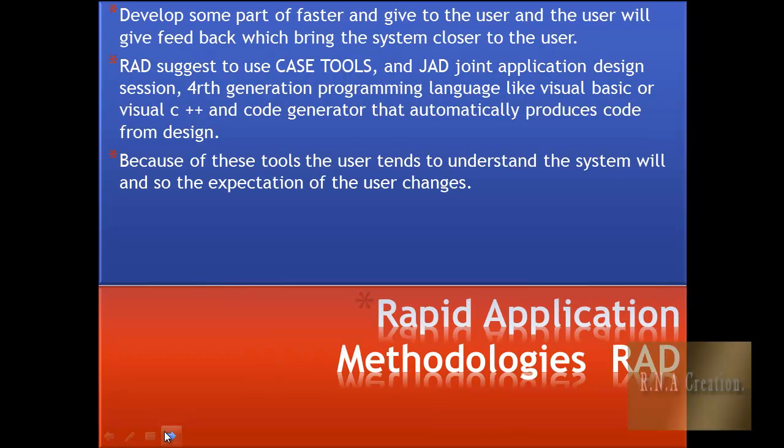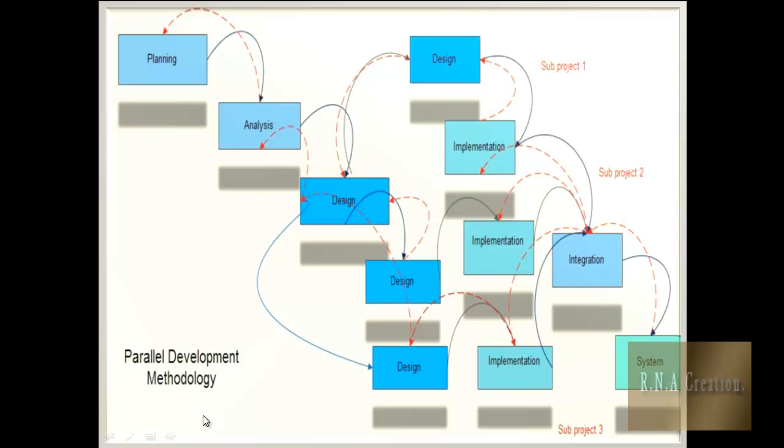Let's move to the parallel development methodology. If you see here, this is the planning, this is the analysis. Now what has happened here is that we have three sub projects getting divided. So planning, analysis, design has come here. Then design, implementation, and design, implementation. You can see, this is 1, 2 and 3 sub projects actually taking place.